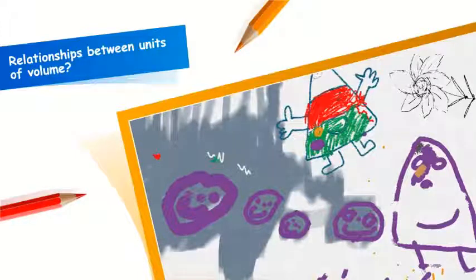So in this section we'll look at the relationship between units of volume. When considering the cuboids, as in this diagram, you should note that the volume of a cuboid is measured in cubic units. And this is found by multiplying together the length, the width, and the height.